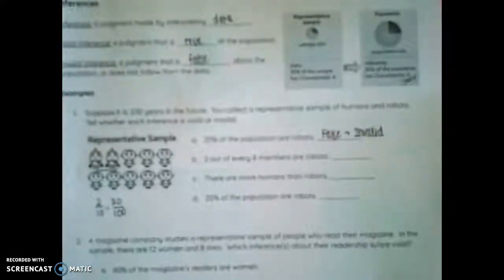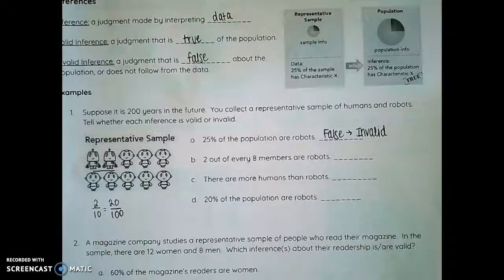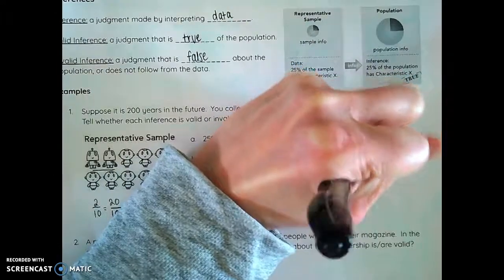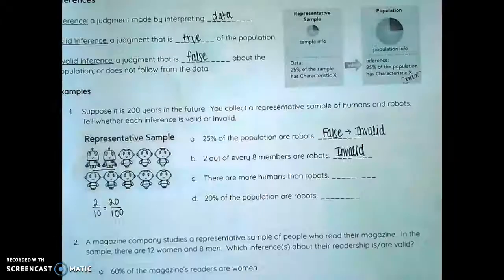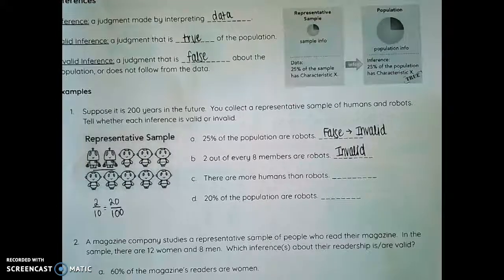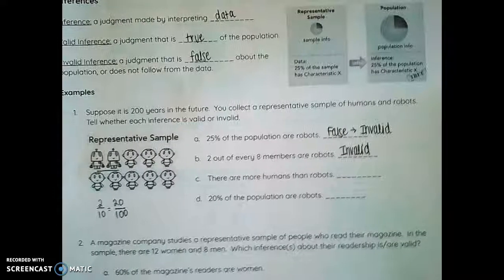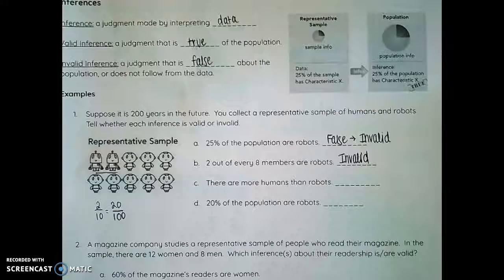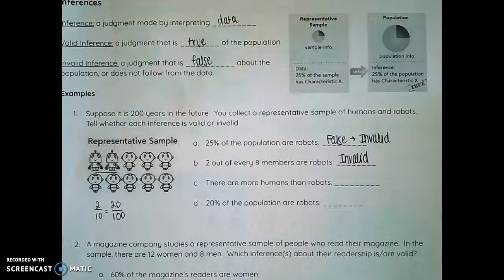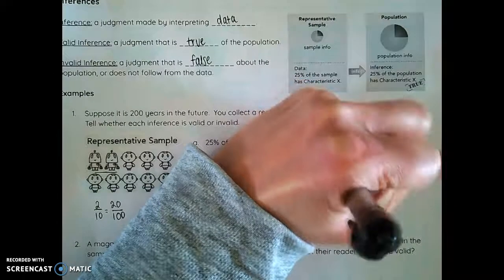Now the next one, it says 2 out of every 8 members are robots. Now we just saw that there were 2 out of 10 that were robots, so this also would be an invalid inference. Now if they were to say we have 2 robots for every 8 humans, that would actually be a valid inference, but because they said 2 out of 8, that is not true. Now next one, this is a little bit more vague, and sometimes you'll have inferences that aren't so specific, and that's completely fine. So this one says there are more humans than robots, and we can say, yep, that's true. There are 8 humans for every 2 robots. So we can say that, yes, that is a valid inference.